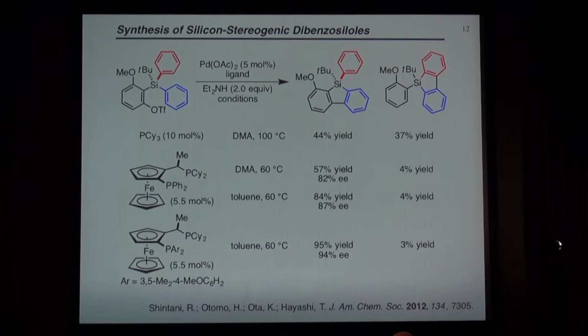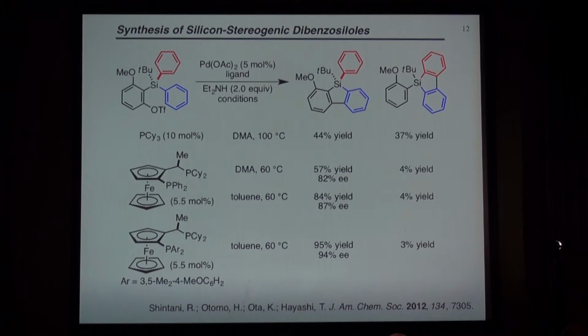And at the beginning, we examined the effect of ligand, and we borrowed their initial conditions, namely palladium acetate and tricyclohexylphosphine, to examine the reactivity of this particular substrate. And we found that the generation of the desired compound was observed in 44% yield in a racemic form. But in addition, we also observed the formation of achiral dibenzylol of this type, having a CC bond formation between these 2 phenyl groups in 37% yield.